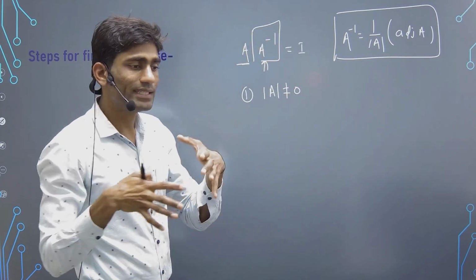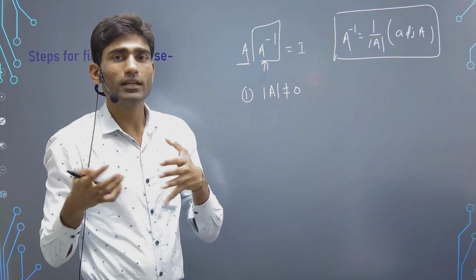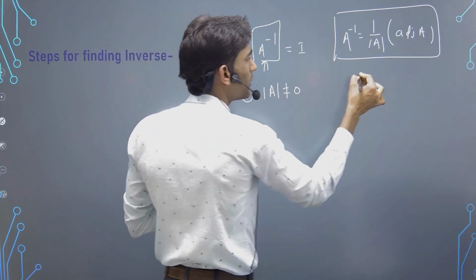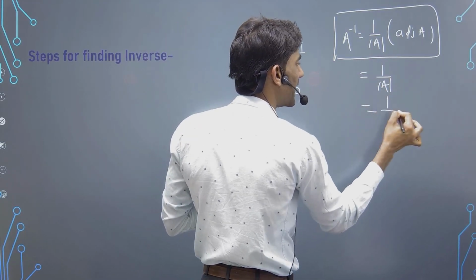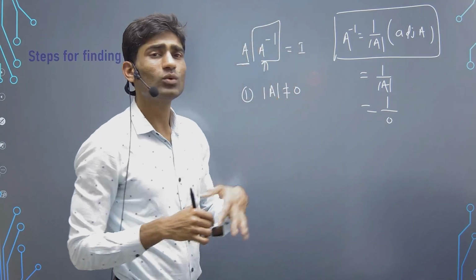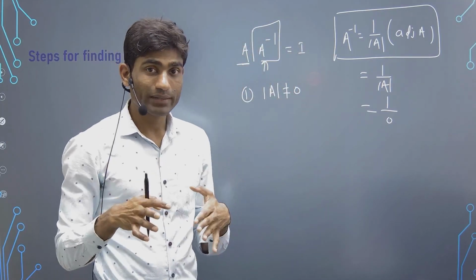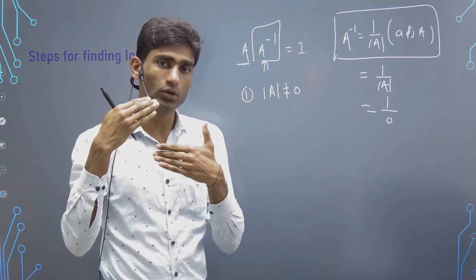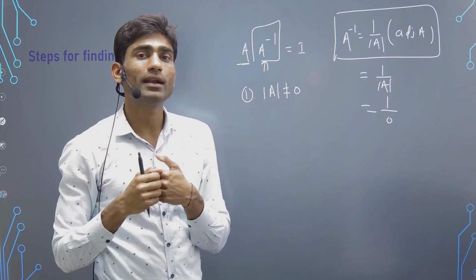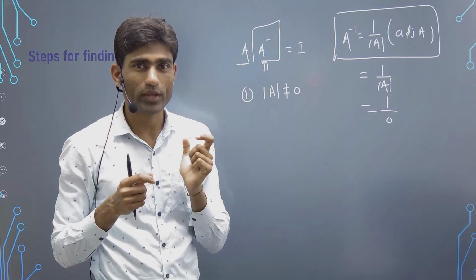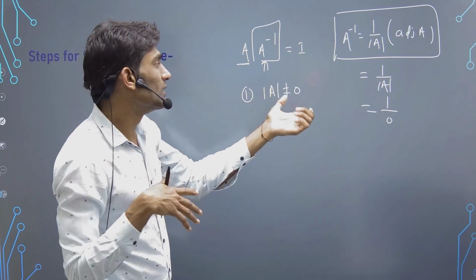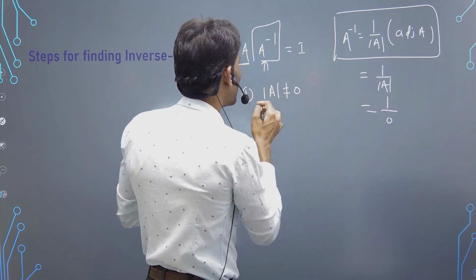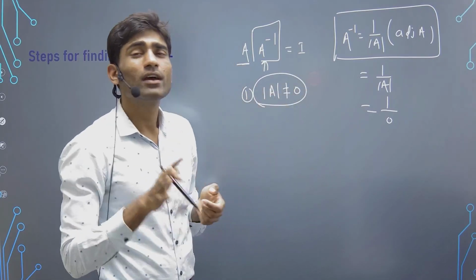Here we can see that if the determinant goes to 0, then what will happen to 1 upon determinant of A? It becomes 1 upon 0, and in mathematics, 1 upon 0 always remains an undefined quantity. We do not want an undefined quantity in our calculation. That's why we always take the determinant of A as non-zero.